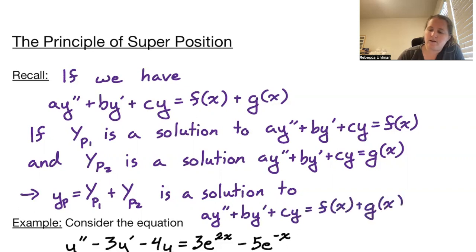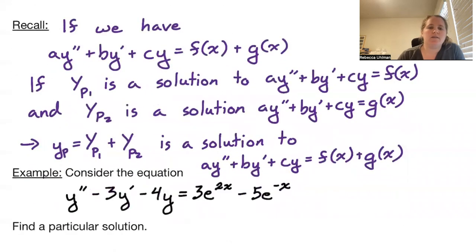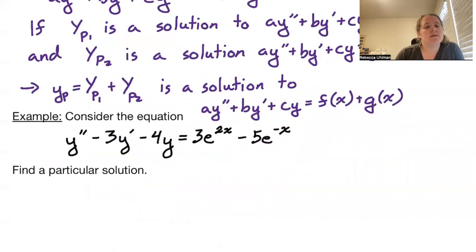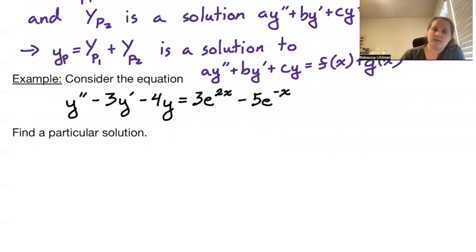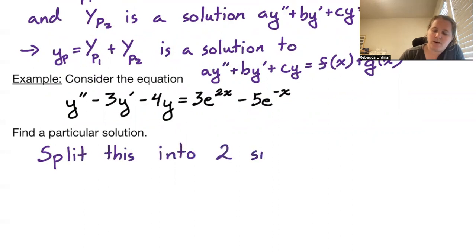of x. So the reason this can be useful is if we have an equation like in this example, y double prime minus 3y prime minus 4y equals 3e to the 2x minus 5e to the negative x, where we have sort of two completely different types of terms in our forcing function on the right, we can split this into two method of undetermined coefficients problems, solve the two separately, and then put them together. So we'll split this into two simpler problems.